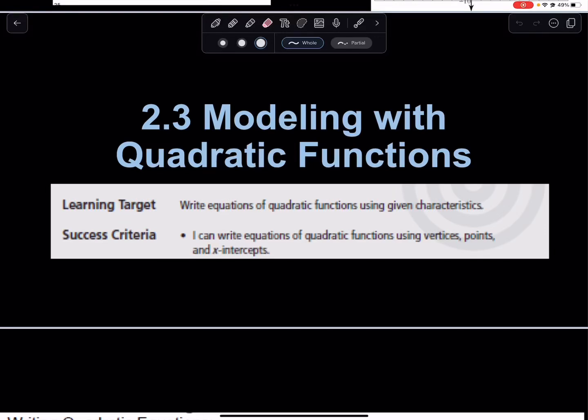Okay, so last class we did 2.1 and 2.2. So we were looking at transformations of quadratic functions and the different characteristics of their graphs. Today we're going to be talking about modeling with quadratic functions. So given different scenarios, writing the equations of the quadratic functions using what we know.